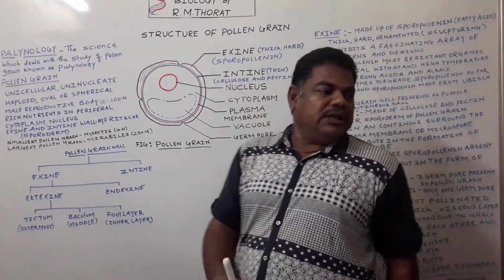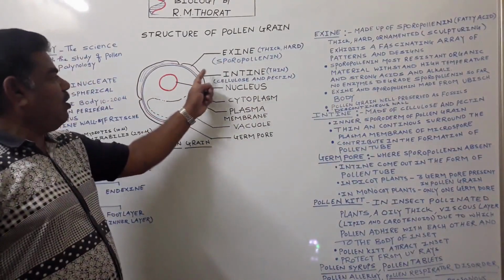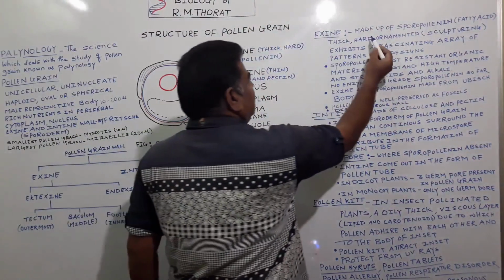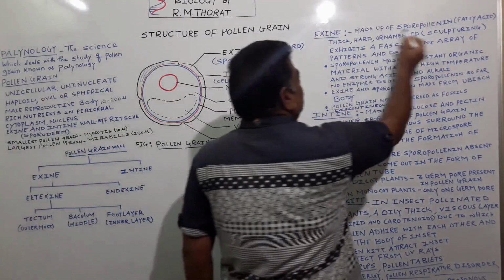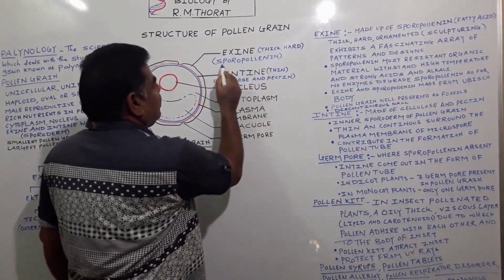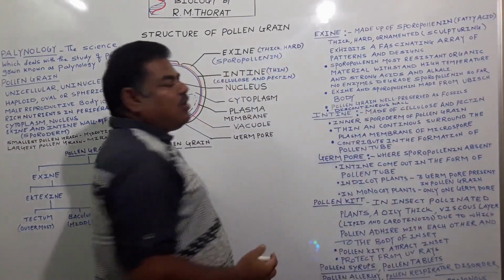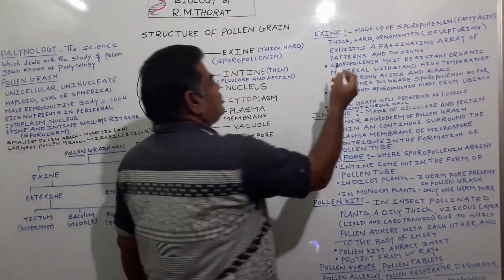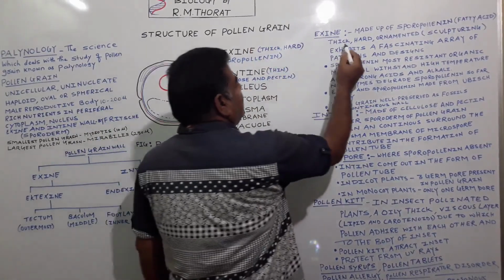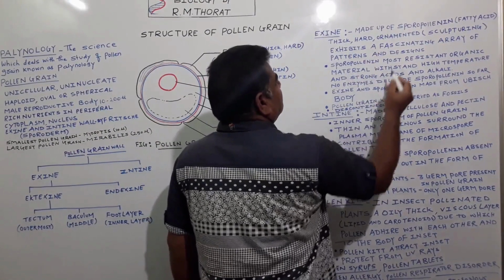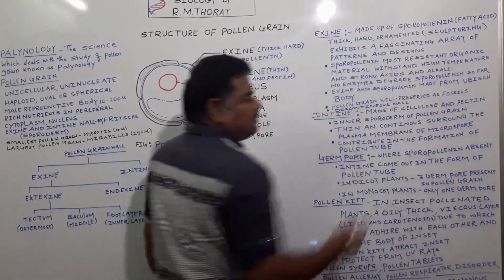Exine, this one, is the outer wall of the pollen grain. Exine is made up of what? Sporopollenin. Means this exine is made up of sporopollenin. And what is sporopollenin? Sporopollenin is made up of fatty acid. This sporopollenin forms on the exine, due to which it becomes thick and hard, and due to this sporopollenin, the exine is ornamented.